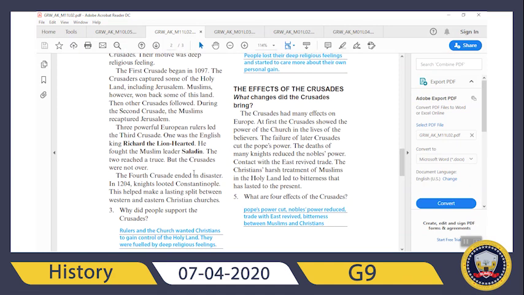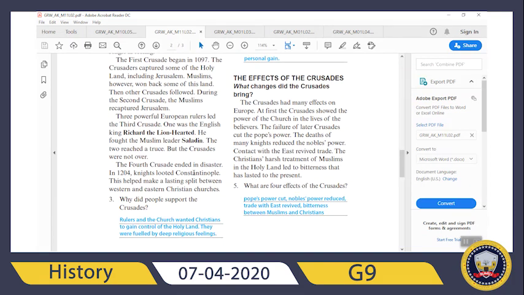Okay, so even in present times, we can see this bitterness. So now again, what are the four effects of the Crusades? Number 1, the Pope's power was cut. Number 2, the nobles' power was reduced. Number 3, trade with the East revived. And the last thing was the bitterness between Muslims and Christians, which has lasted even into the present times.